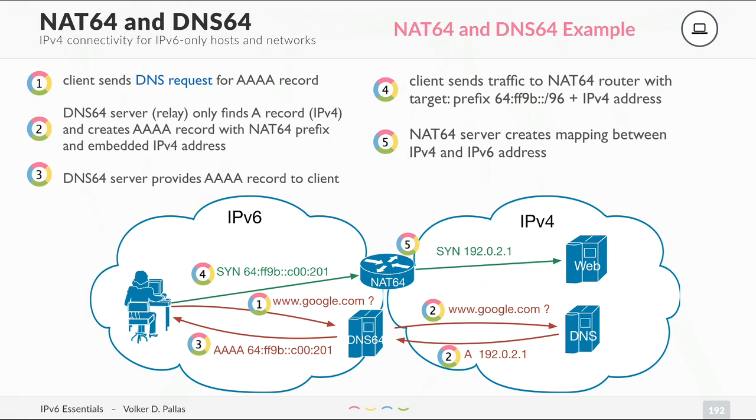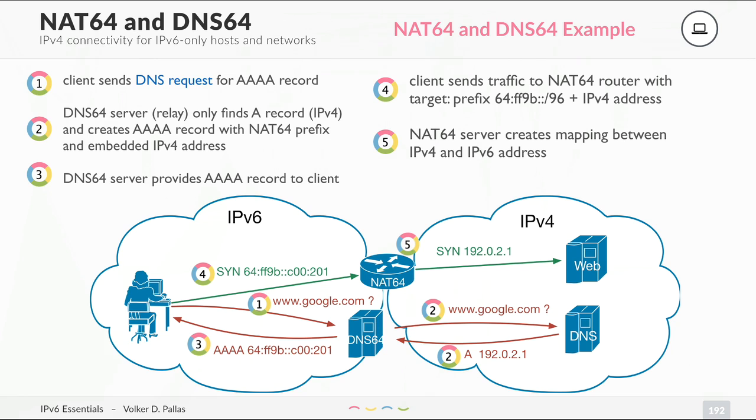At first, the client, which is IPv6 only, sends a DNS request for a quad A record of Dropbox.com. Number 2. The DNS64 server, which is a relay, can only find an IPv4 address for Dropbox.com, but it still creates a quad A record with a NAT64 prefix and the embedded IPv4 address. Number 3. The DNS64 server provides the client with a quad A record. So the client requested the quad A record for Dropbox.com and it receives a quad A record. And it does not know that there was an interceptor in between, the DNS64 server.